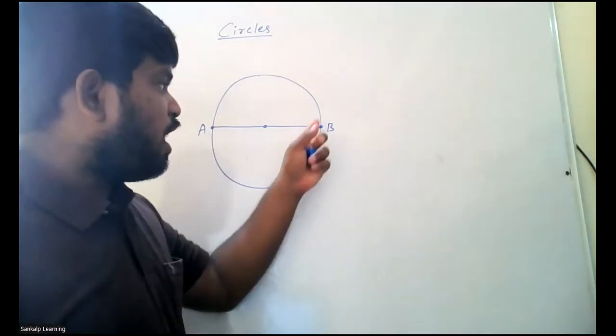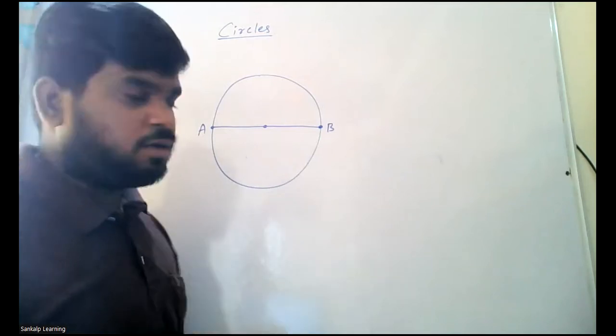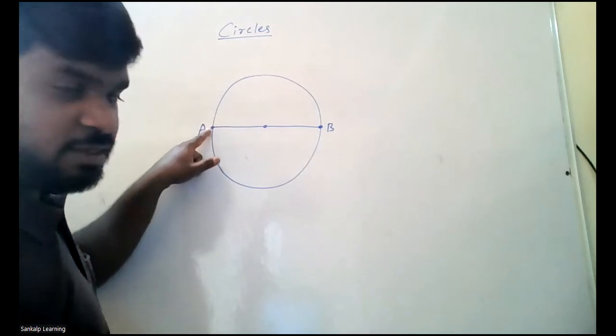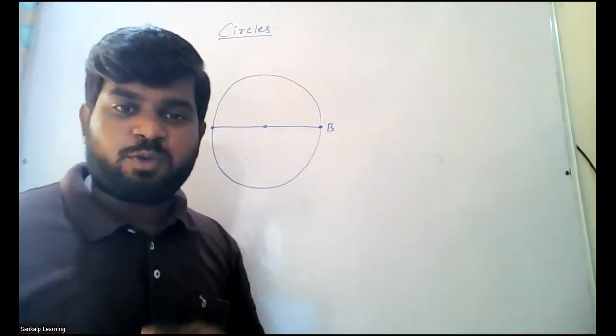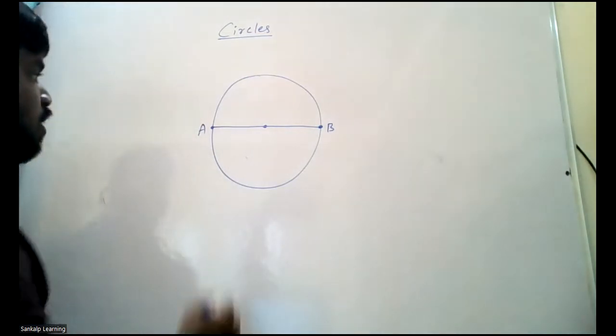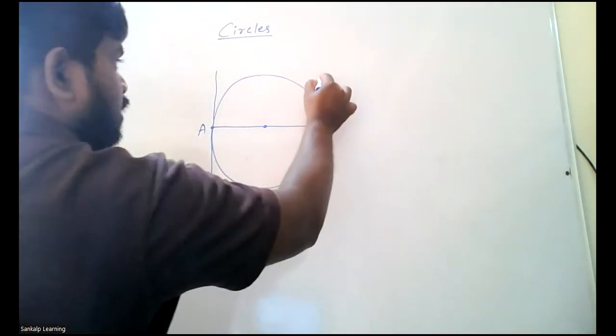If you draw tangents at the ends of the diameter, they'll be parallel. We are going to prove that. Okay. I repeat it. This is the diameter. If you draw a tangent at this end and this end, they'll be parallel to each other. So this is a proof that we are going to do later. So I can draw a tangent here and I can draw a tangent here.